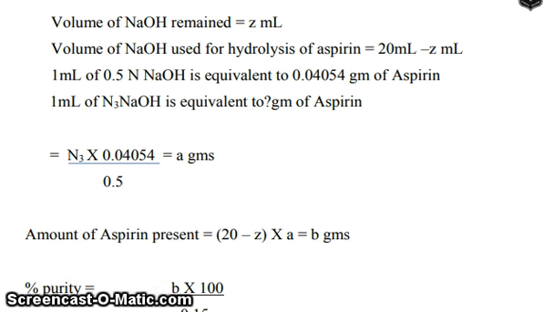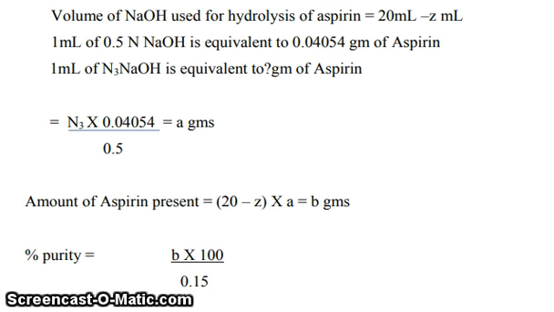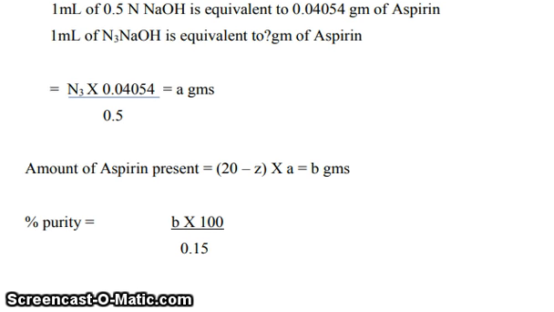Volume of sodium hydroxide used for hydrolysis of aspirin is 20 milliliters minus z ml. So 1 milliliter of 0.5 normal sodium hydroxide is equivalent to 0.04054 gram of aspirin. So 1 milliliter of N3 sodium hydroxide is equivalent to what gram of aspirin? You have to calculate with the help of this formula. So amount of aspirin present is equal to 20 minus z into A, is equal to B grams. So the amount of aspirin present and purity is B into 100 divided by 0.15.